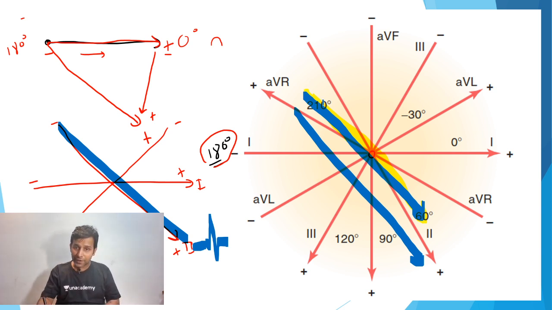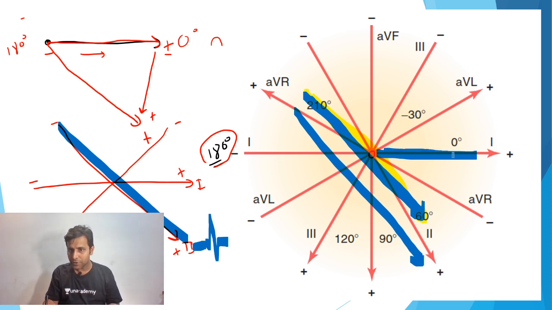Now, since the direction of the impulse matches lead 2, it only very slightly matches lead 1. It is also in the same direction, but the impulse is not too much in favor of lead 1. So lead 1 has a quite small recording of the QRS complex, and I think more of an S wave, because the impulse is moving away.